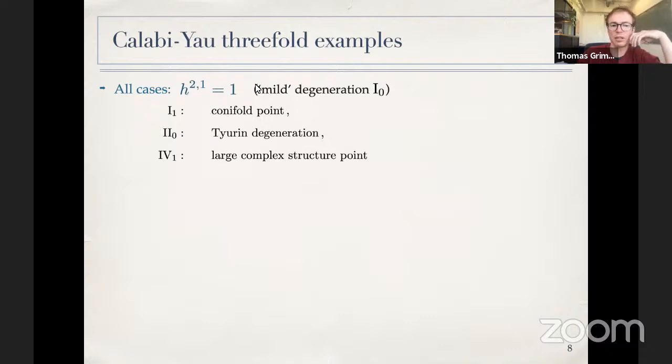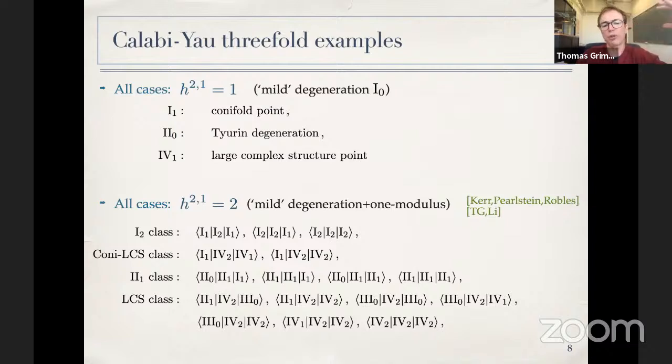For one modulus, there are essentially four cases: a mild or no degeneration, then a type one, type two, and type four. And they all can be associated to examples which you know from geometric Calabi-Yau manifolds. It already gets much more complicated if you have two moduli. In two moduli cases, you can have intersecting boundaries and so on. But again, you can classify all possibilities. And there you find something like 20 cases. But the important upshot is whatever example you study, it will fall in one of these categories.